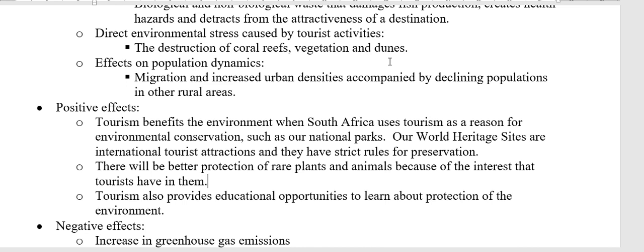So cities and urban areas become overpopulated. There isn't enough infrastructure for everybody. There isn't enough food, water, sanitation, nothing for everybody. And then the population in the rural areas are declining. Okay, nobody wants to be there.